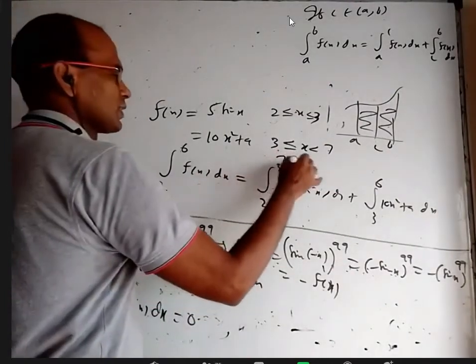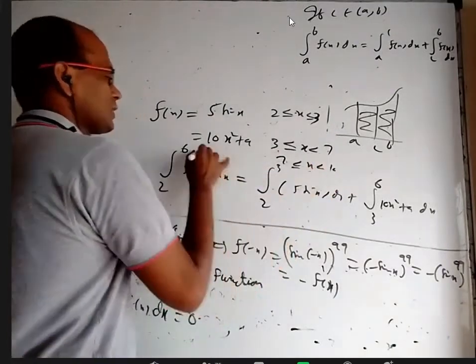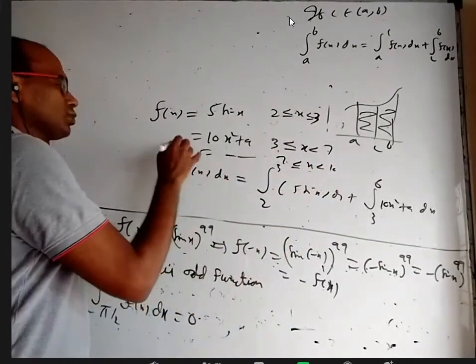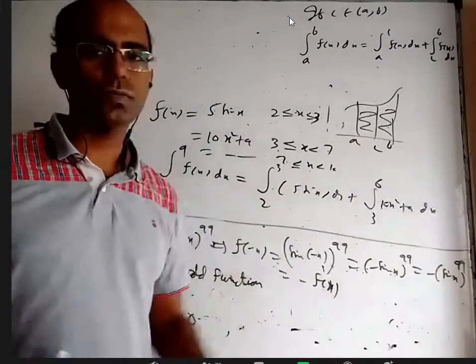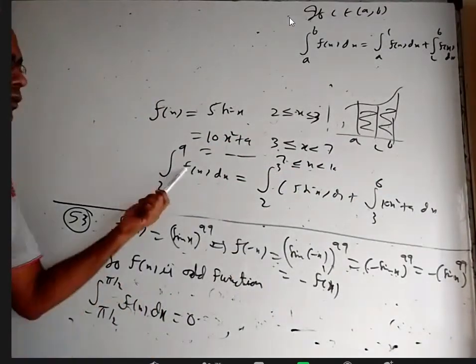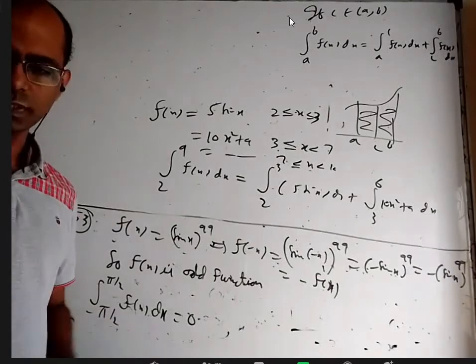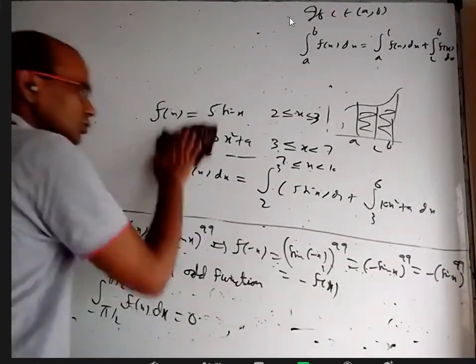For example, let's say between 7 and 10 it has some other definition, and we want 2 to 9, let us say. You have to break at 3, you have to break at 6, and then 6 to 9 you have to take. Okay, so we'll do some questions, nothing difficult, very simple. We'll see what to do.